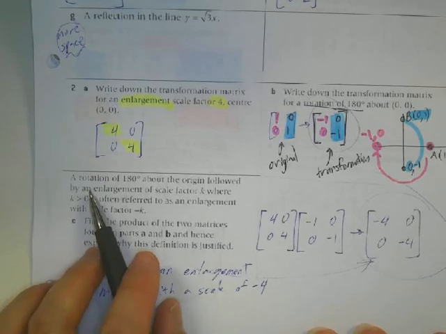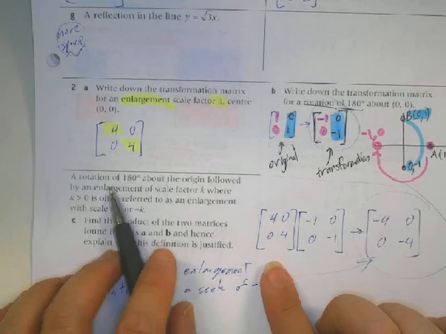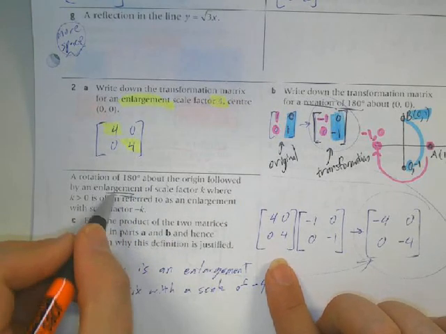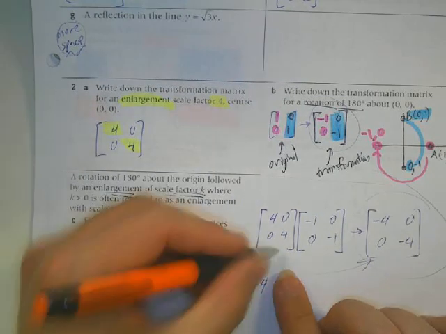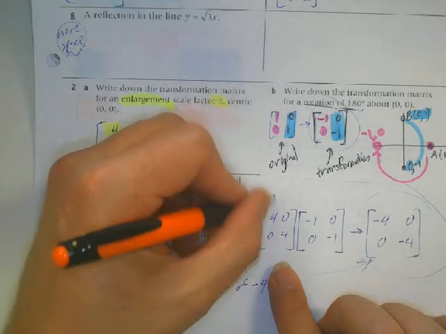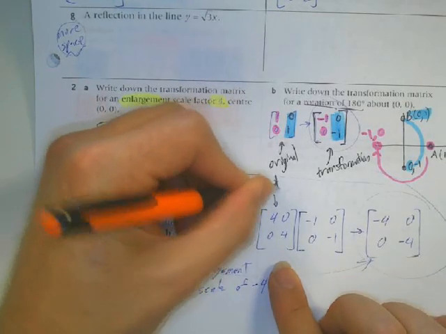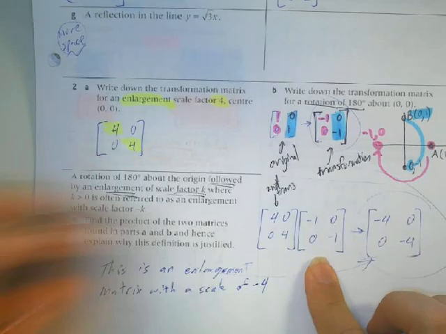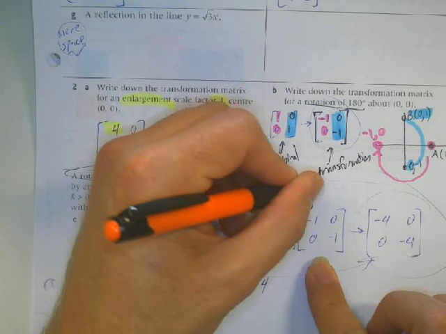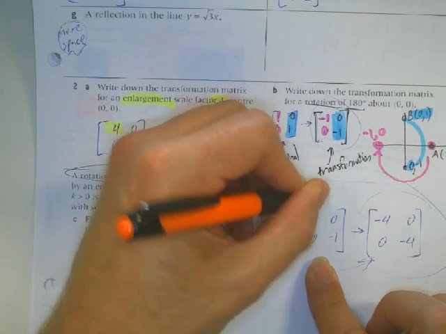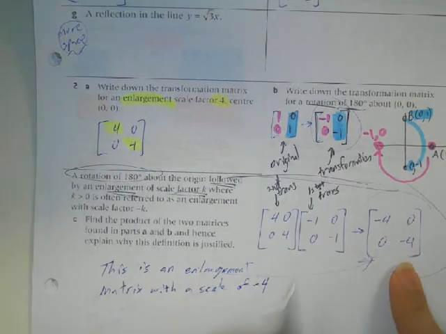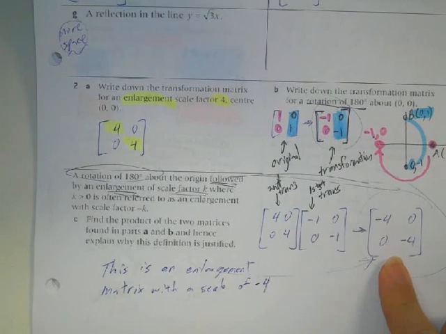Okay, so this question here, we're going to have a rotation of 180 degrees followed by an enlargement by a scale factor. So if it's followed by this, then this is going to be our second transformation. And this is the first transformation. Okay. And so if I multiply this matrix times that matrix, we get this. Okay.